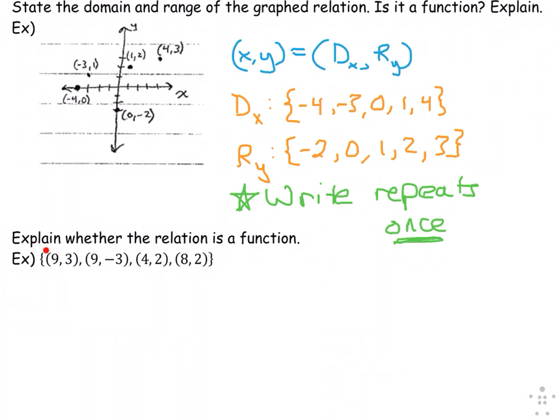Next, we want to explain whether this relation is a function. This is presented in roster notation, so it's a list of information separated by commas in braces, and in this case it's ordered pairs, so we're talking a relation. Now, in this case, I want to know that if I have repeats in the domain, then it is not a function. As you can see, we have two domain values that are identical of 9.